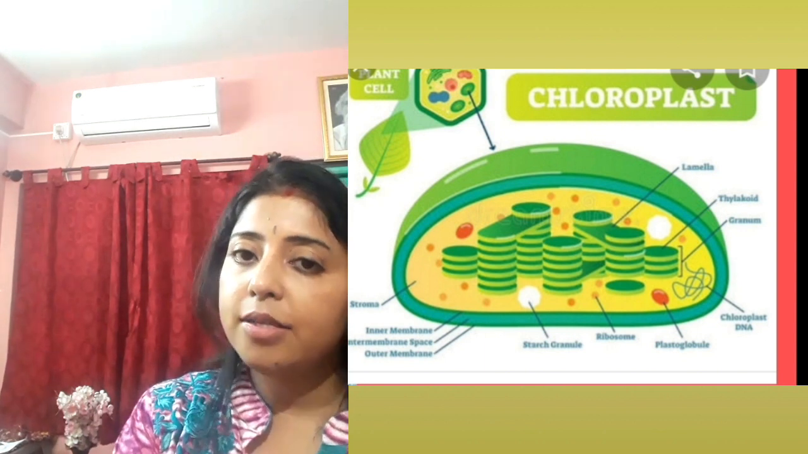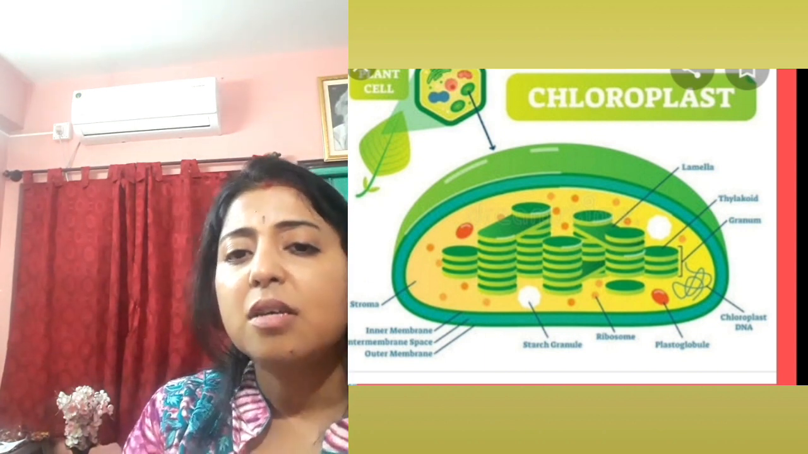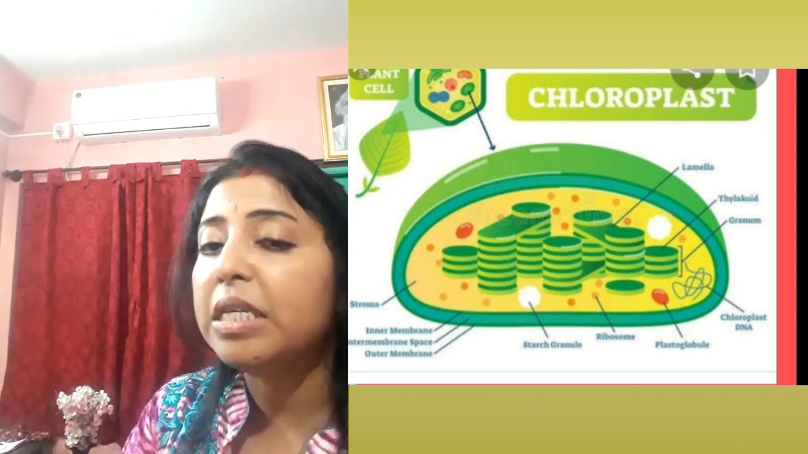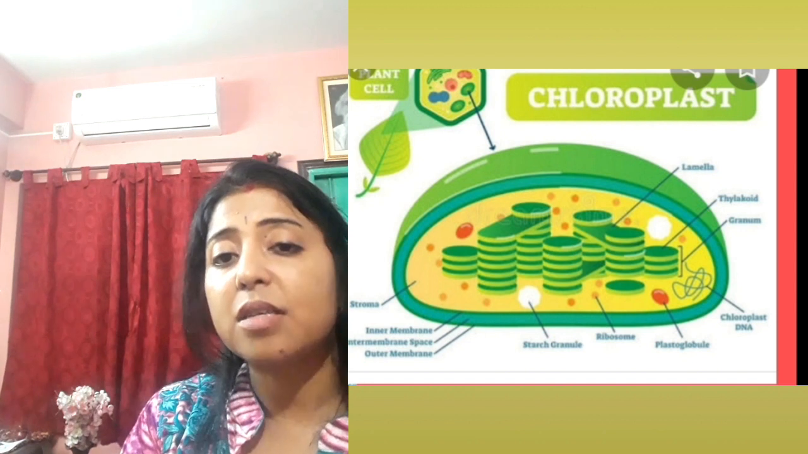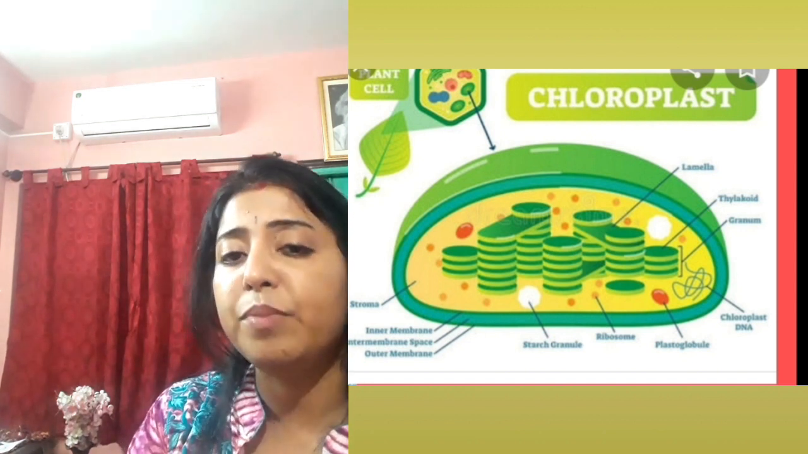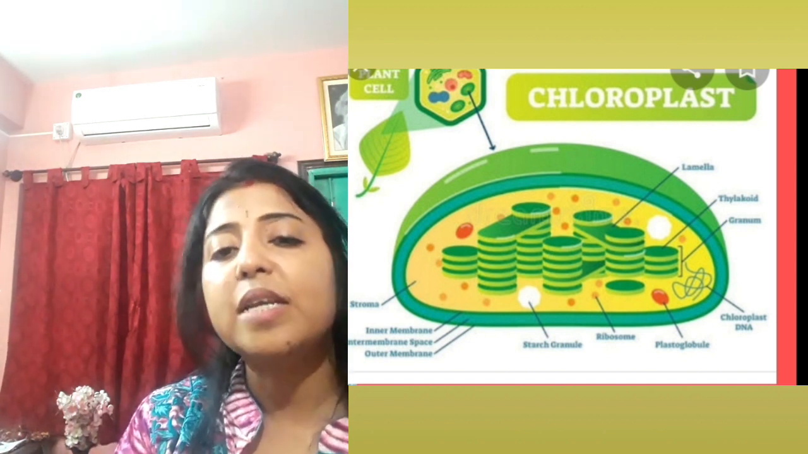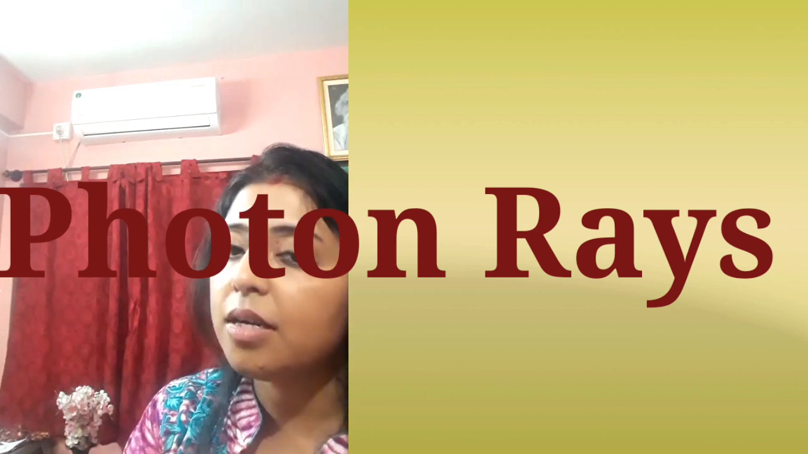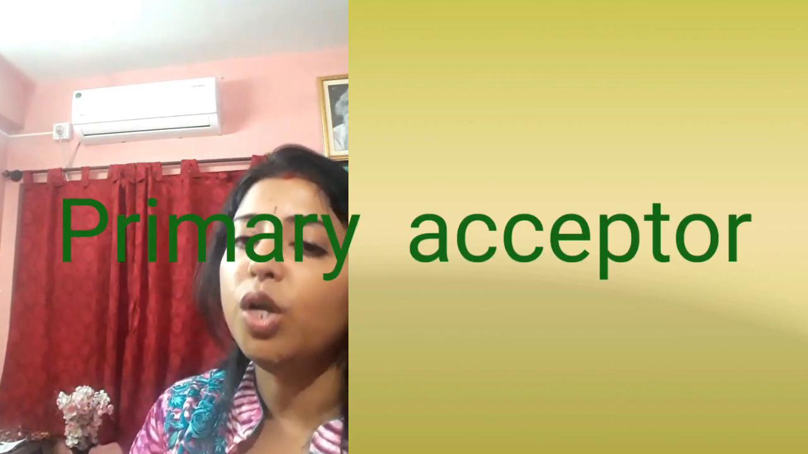Clear? And here some molecules are also present, two molecules of vitamin K, and some iron-protein complex. So many things will be present there, carotenoid molecules, and chlorophyll A will be there. In PS1, first of all it will be activated by the photon rays of sunlight, and that wavelength will be 700 nm, and they will release some electrons, and these will be accepted by some primary acceptor molecules.